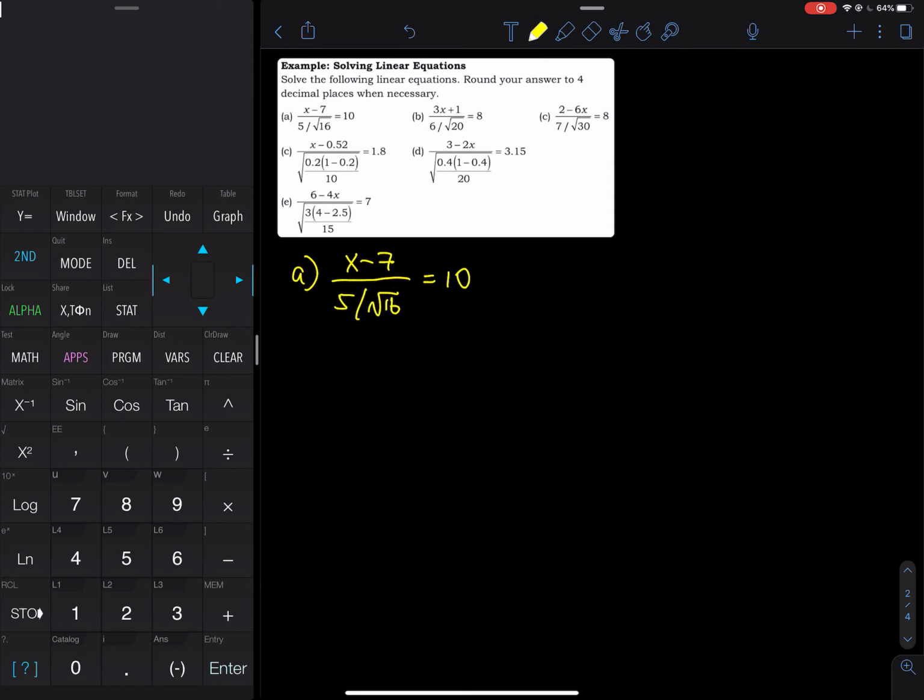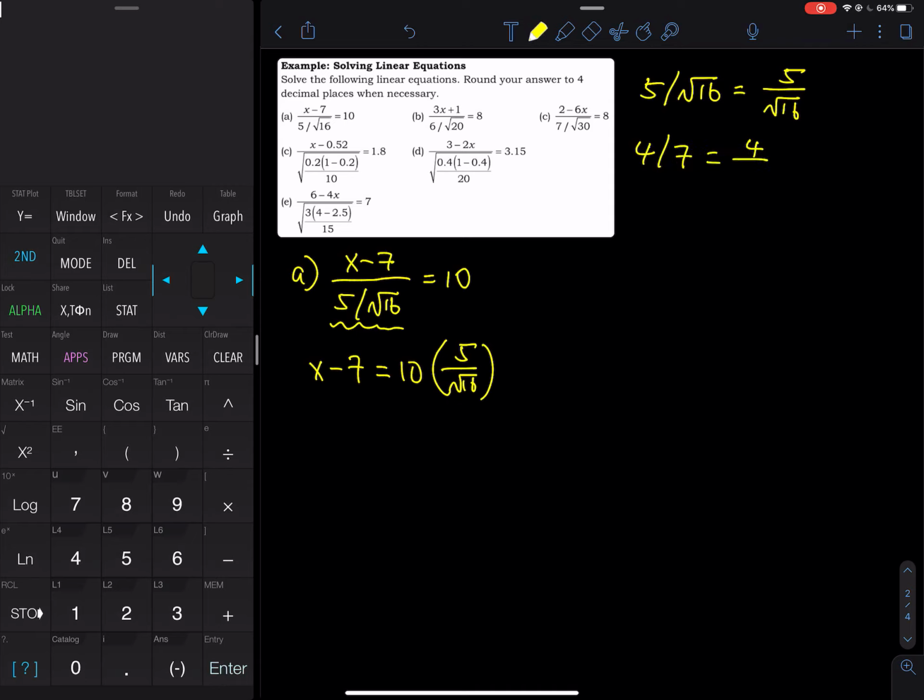So since we have a fraction inside another fraction, the left-hand side is called a complex fraction. The whole thing is equal to 10. So how do you get out of this complex fraction? First thing you have to do is multiply the denominator on both sides. So x minus 7 is equal to 10 times this denominator, which is 5 over square root of 16. By the way, 5 slash 16 is the same thing as 5 divided by square root of 16, just like 4 slash 7 is 4 divided by 7.